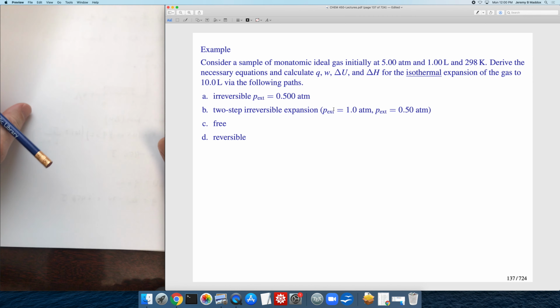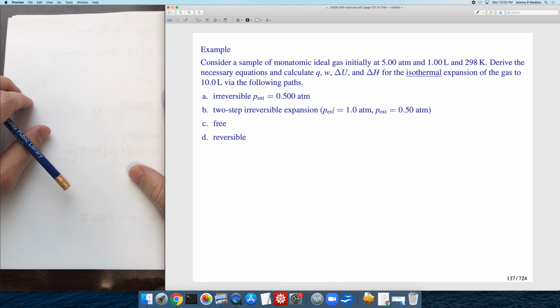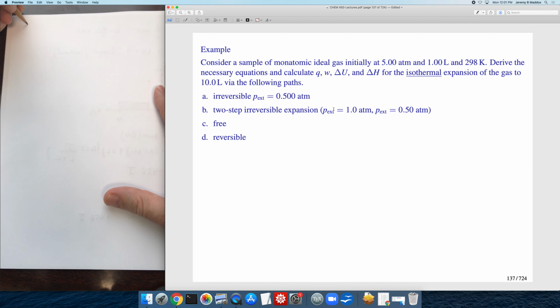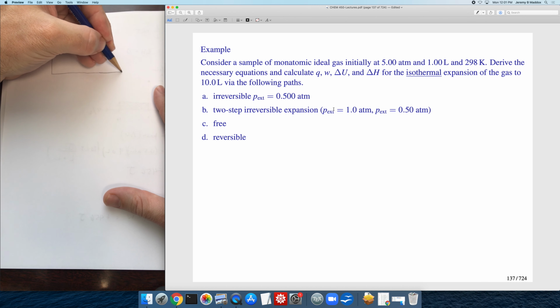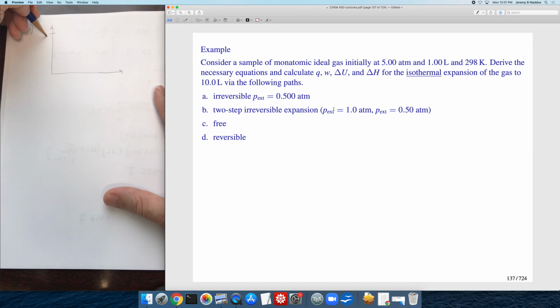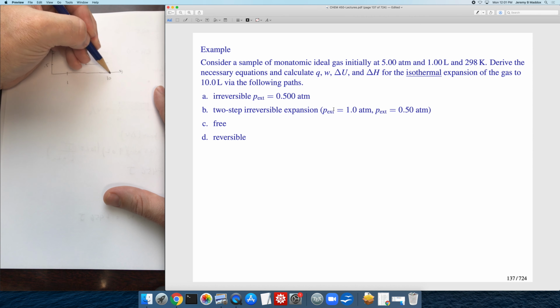For part B, we are being asked to do a two-step gas expansion. So let me draw an indicator diagram illustrating what's happening in this problem. So again, we've got our 5 atmospheres, 1 liter initially. At some point, the pressure is going to drop down to 1 atmosphere, and then the gas is going to expand for a little while, and then at some point the pressure is going to drop again down to 0.5 atmospheres, and then it's going to expand the rest of the way to 10 liters.